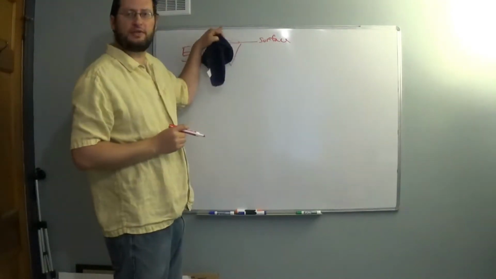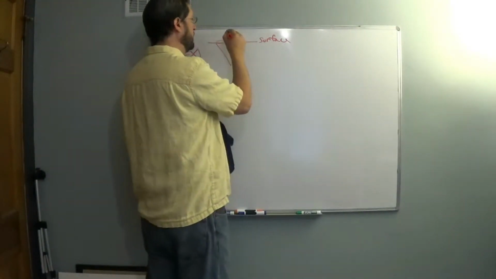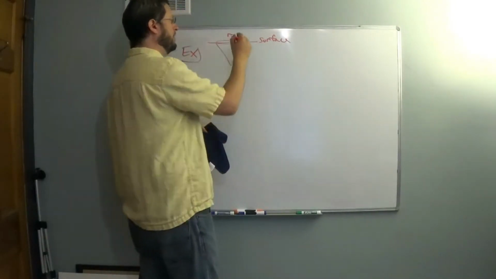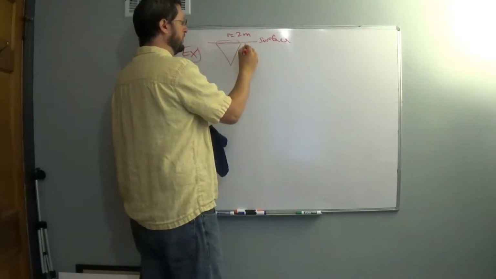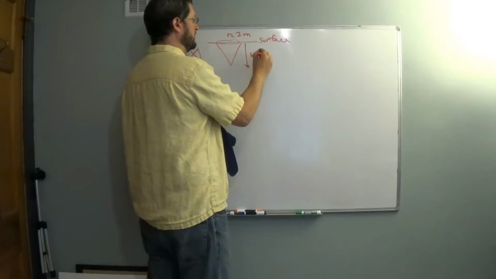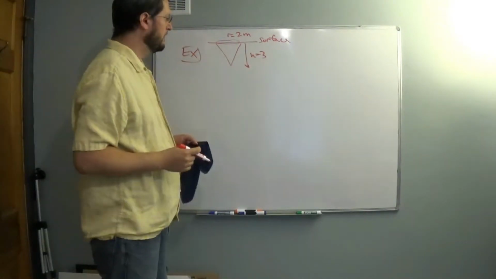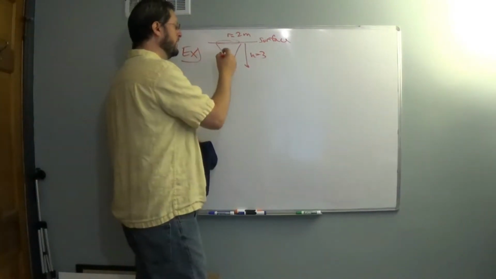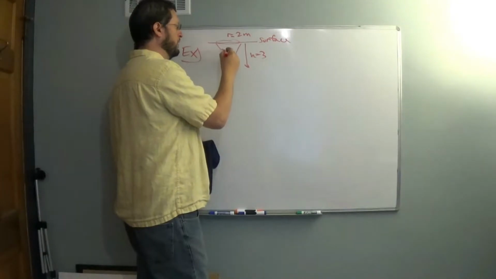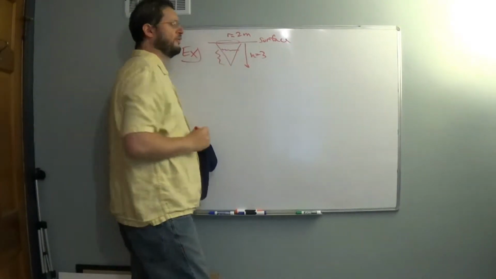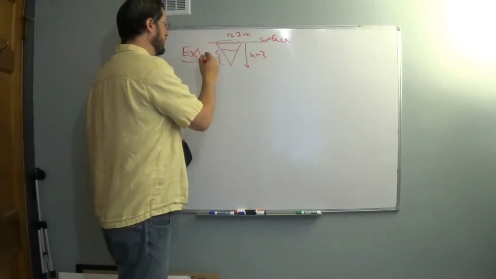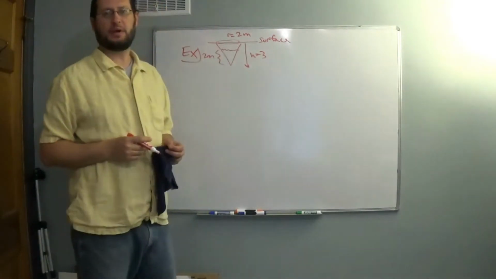Right at the surface level. Suppose that the radius of the cone at the top is 2 meters. Suppose that the height of the cone is 3 meters. All right, the wrinkle here is that the liquid is not full. The liquid is only 2 meters high in my tank.